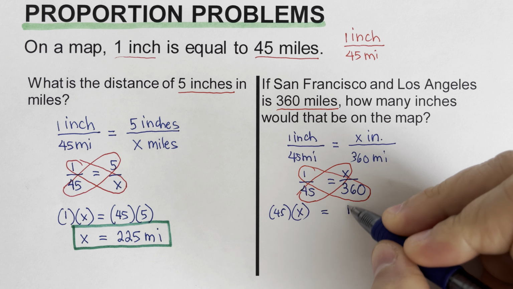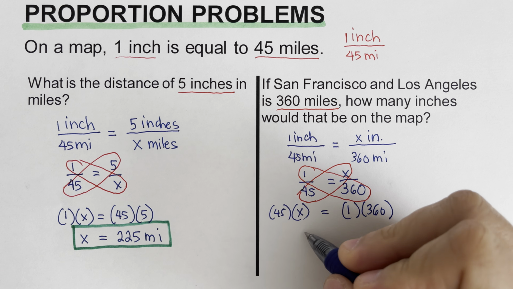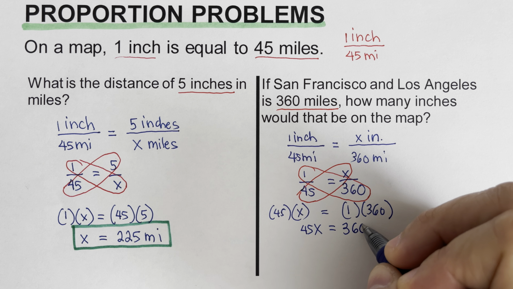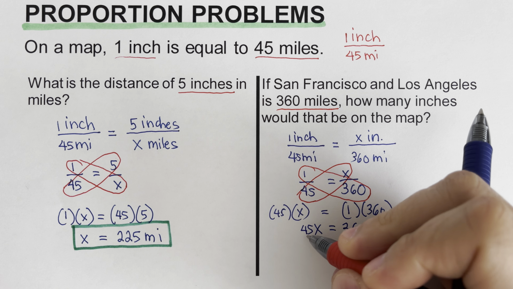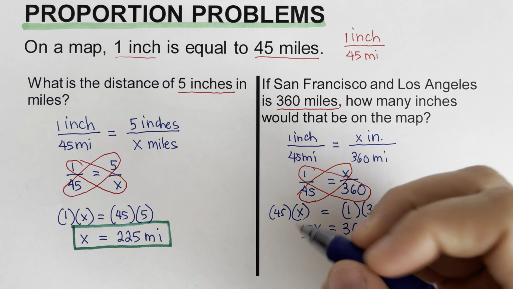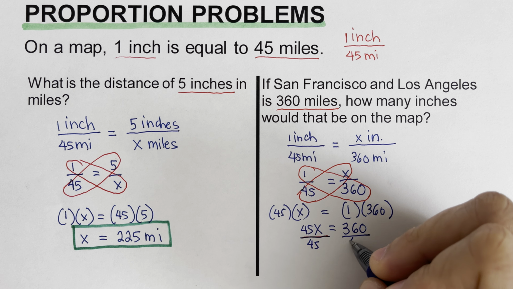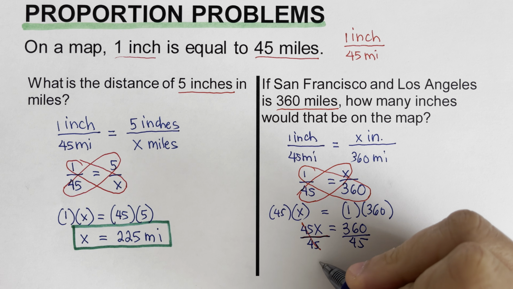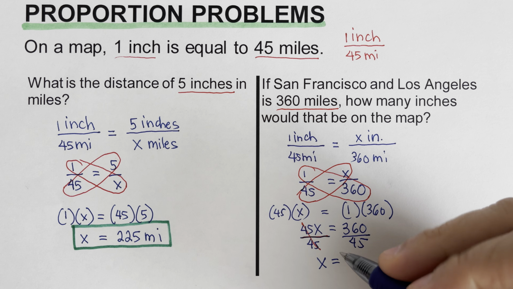So that would be 1 times 360. So 45 times x is 45x, and that is equal to 360. We want to solve for x, so we divide both sides by 45. I divide this by 45, and then I divide this by 45, so I can cross the 45 out. I'm left with x is equal to 360 divided by 45, which is actually 8.